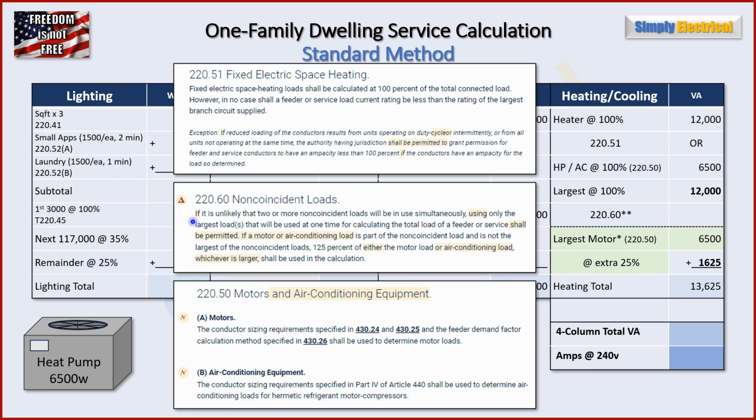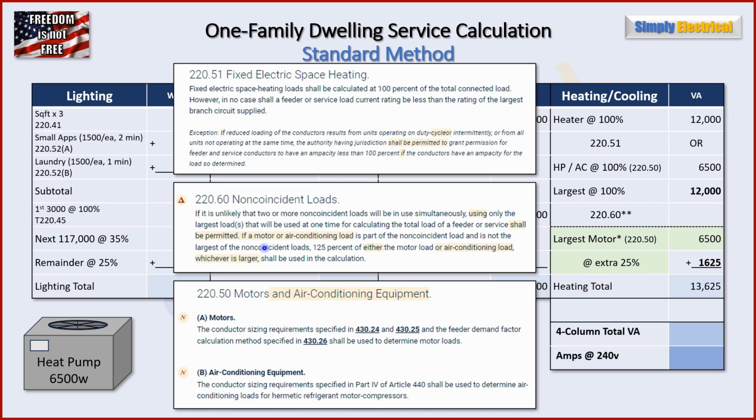Okay, 220.60 says, if it is unlikely that two or more non-coincident loads will be in use simultaneously, using only the largest loads or loads that will be used at one time for calculating the total load of a feeder or service shall be permitted. Okay, now that's very wordy, unnecessarily wordy.